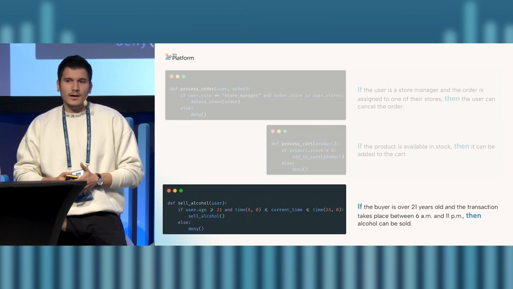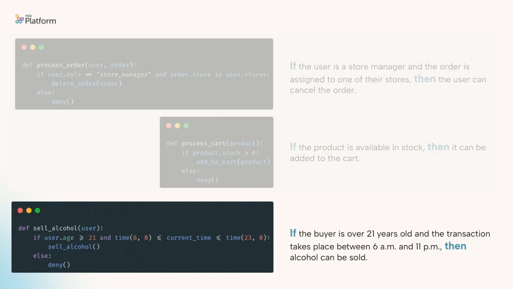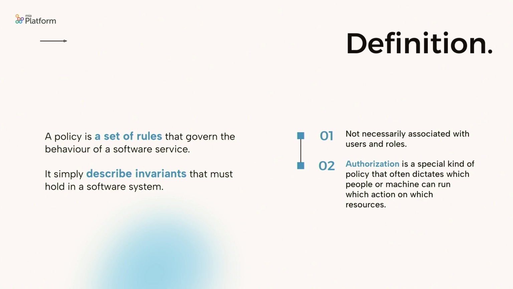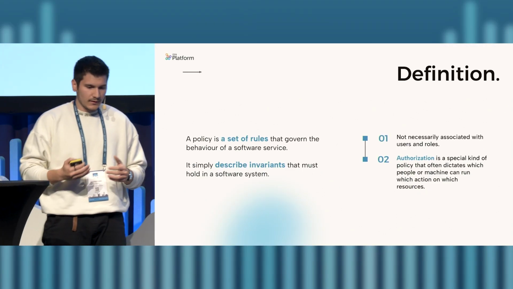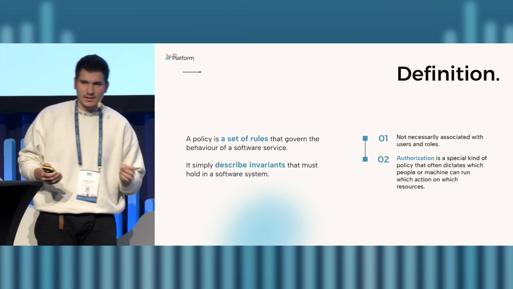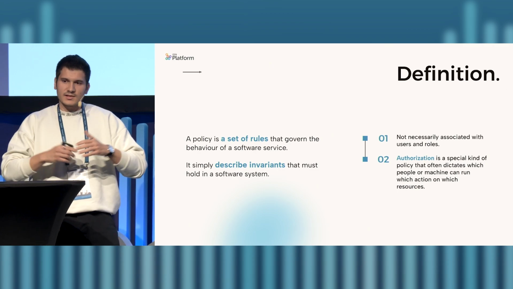And you can define and describe invariants that must hold in your systems. So, basically, policies are a set of rules and a sort of if-then statements that describe invariants that hold in your system. And they are not necessarily associated with users and roles. In fact, authorization policies are just a small chunk of the larger policy kinds available.